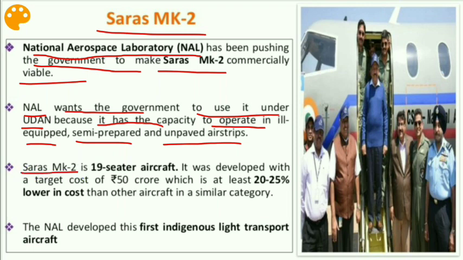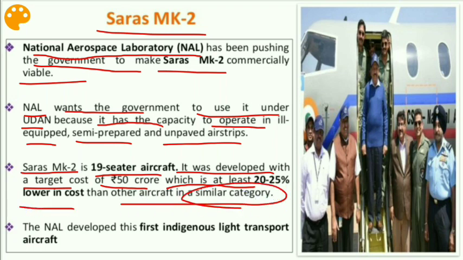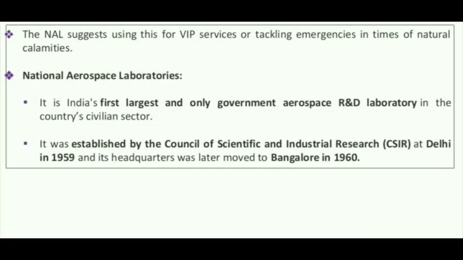Saras MK-2 is a 19-seater aircraft. It was developed with a target cost of 50 crore rupees, which is at least 20 to 25% lower in cost than other aircraft in a similar category. The NAL developed this first indigenous light transport aircraft. So the NAL suggests using this for VIP services or tackling emergencies in times of natural calamities.